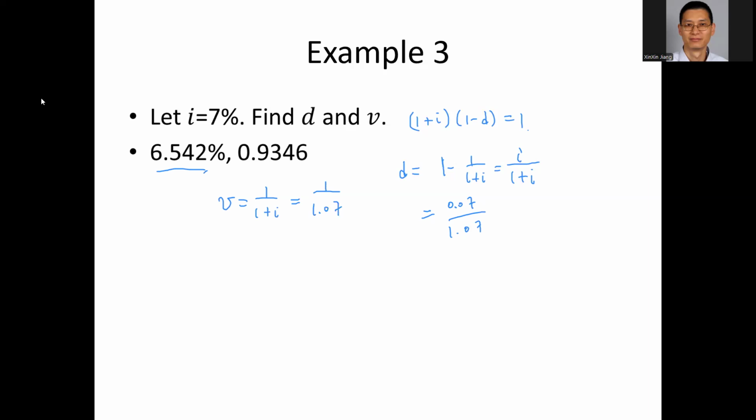Let's draw this thing again. So you have D here, you have I here. D would equal I times the discount factor, which is V. So V also equals D over I. That also equals 0.06542 over 0.07.